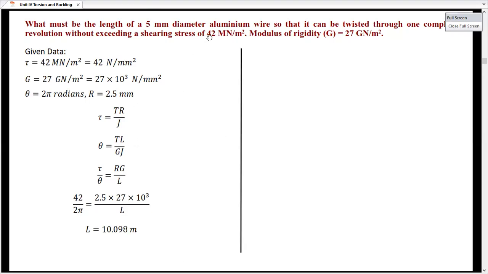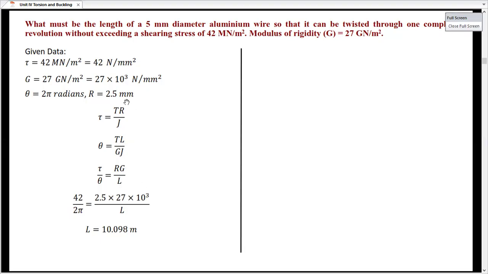Now we can put all these values. We can put that value of tau. We can put that value of T. Okay. Sorry. Tau is equal to Tr upon J, and this is equal to G theta r upon L. So we can determine tau by theta, that is equal to rG upon L. The tau value is available, 42 megapascal, that is 42 Newton per mm square. The G value is in gigapascal; convert that value into megapascal, 27 into 10 raised to 3 Newton per mm square. So by putting these values, we can get the length.